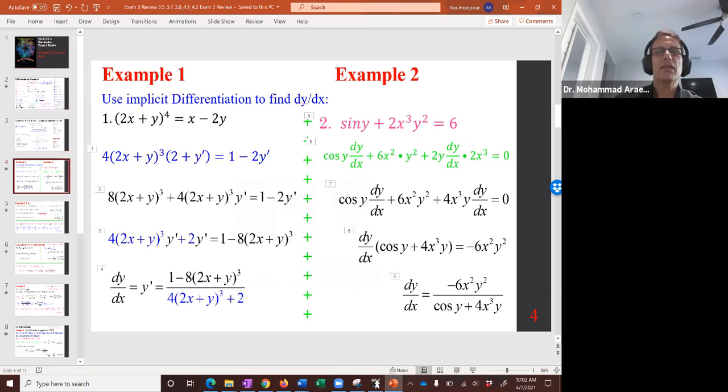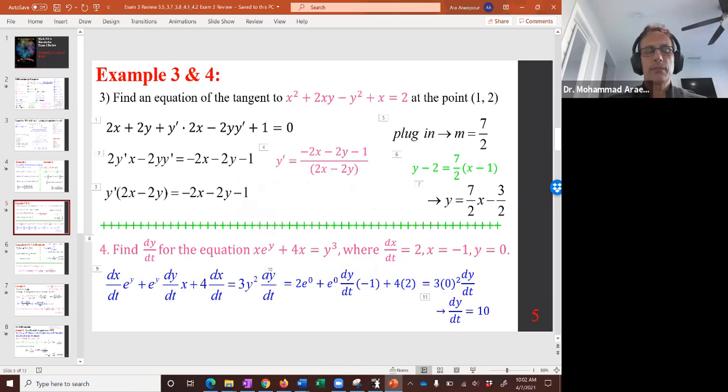We started with implicit differentiation. A couple of examples of that were done here. Same thing here. First, we find an equation of a tangent line using implicit differentiation. Then we find dy dt in the same manner, and understand the moment we see dy dt, that tells us the independent variable is t.